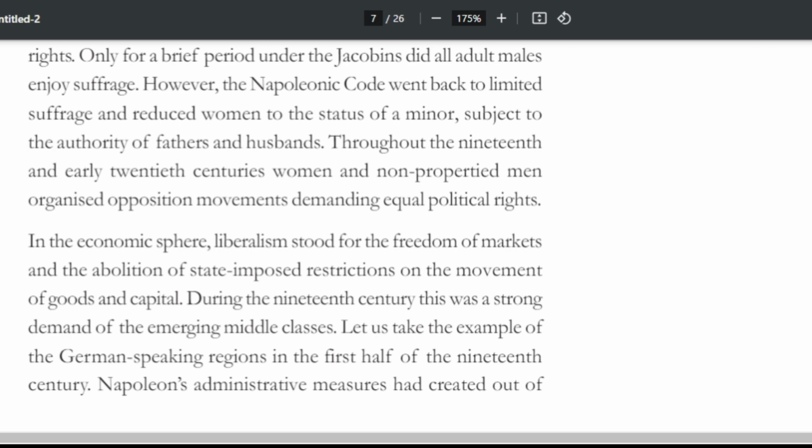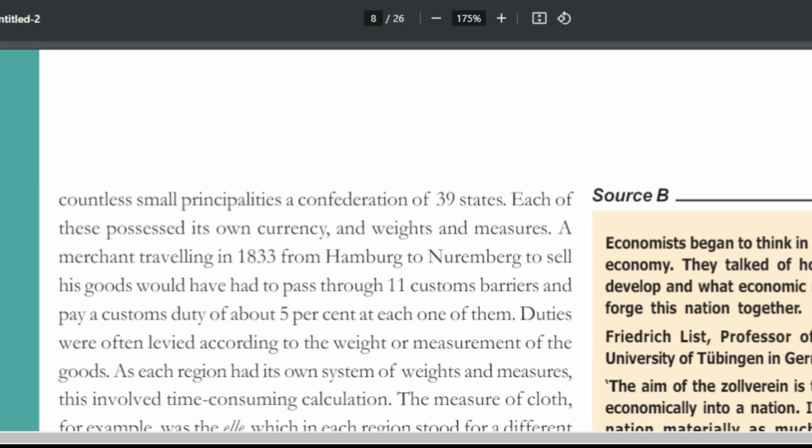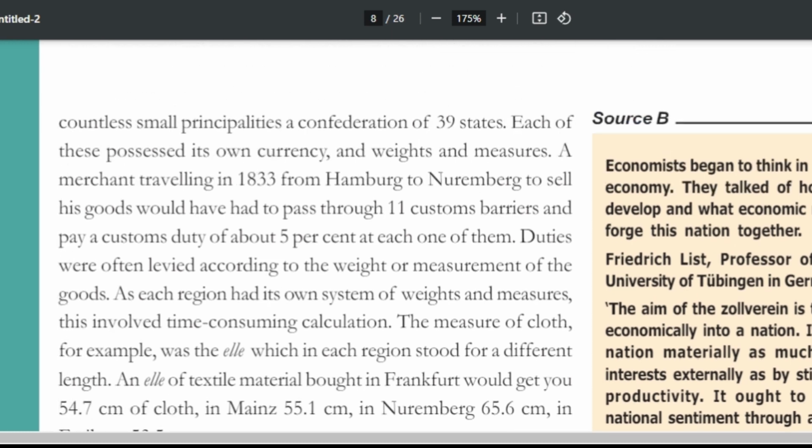Let us take an example of the German-speaking regions in the first half of the 19th century. Napoleon's administrative measures had created out of countless small principalities a confederation of 39 states. Each of these possessed its own currency and weights and measures. A merchant traveling in 1833 from Hamburg to Nuremberg to sell his goods would have had to pass 11 customs barriers and pay a customs duty of about 5% at each of them.